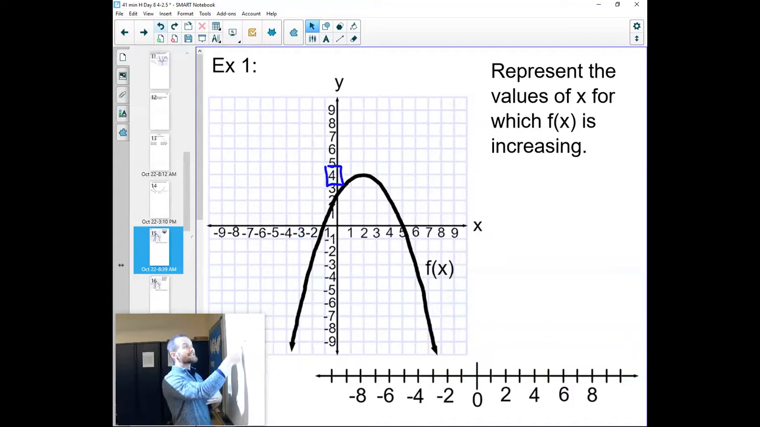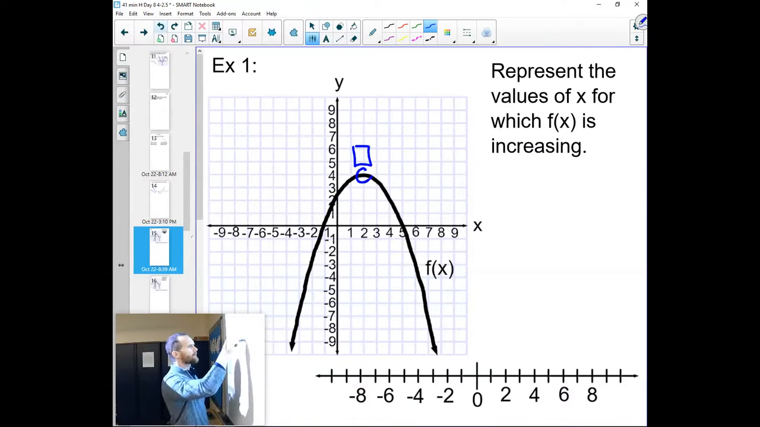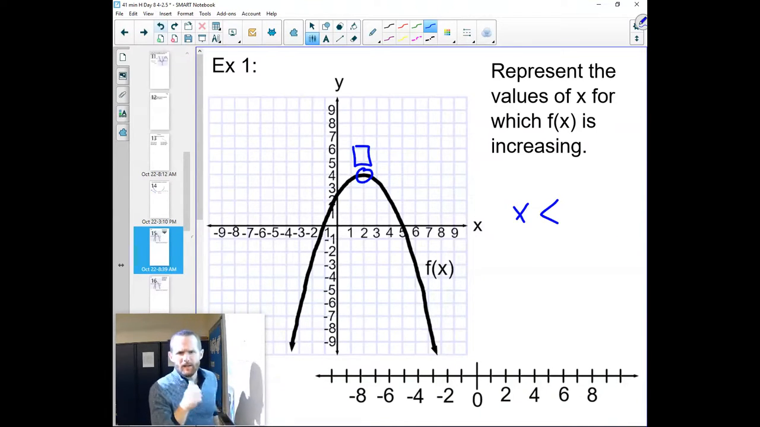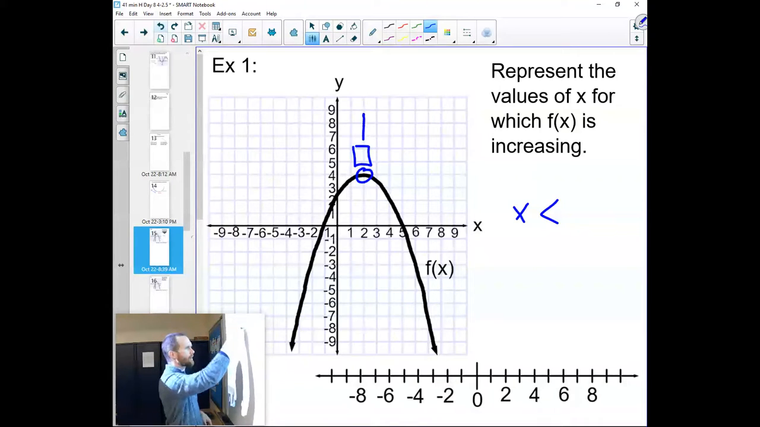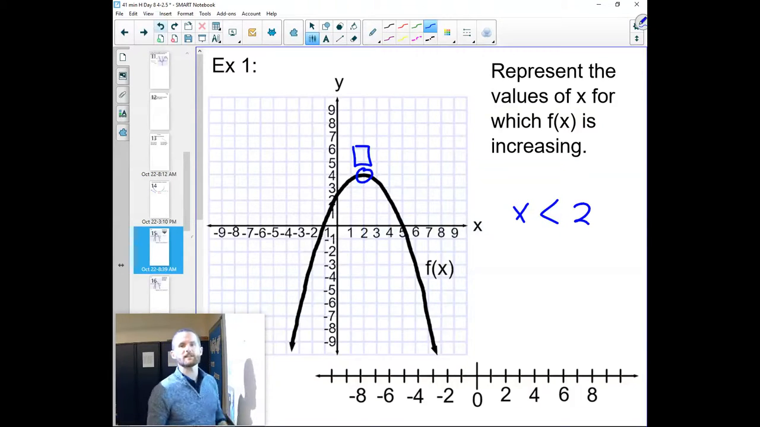So we're increasing till we get to that point. This is the section where we're increasing as we go from left to right. It stops increasing right there. So essentially it's increasing whenever our x values are less than, what is the x value that corresponds right there? Well, it's 2. You see that right there. So that means whenever x is less than 2, this function f of x is increasing.